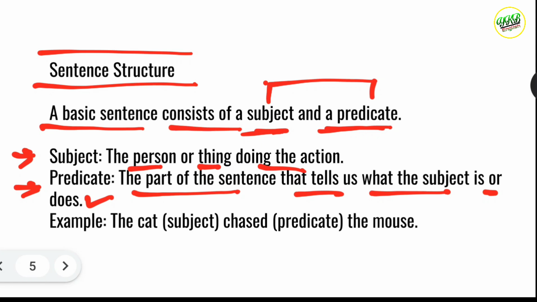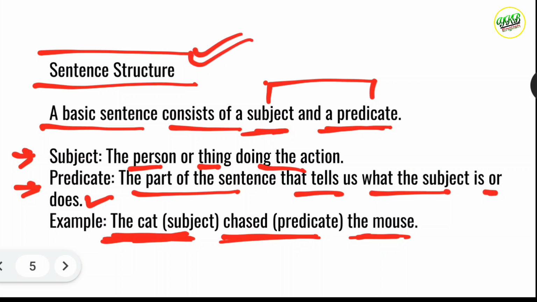For example, the cat chased the mouse. The cat is the subject here, and chased the mouse is the predicate. I hope you understand. This is the most important factor in English grammar. So let's move on to our next topic.